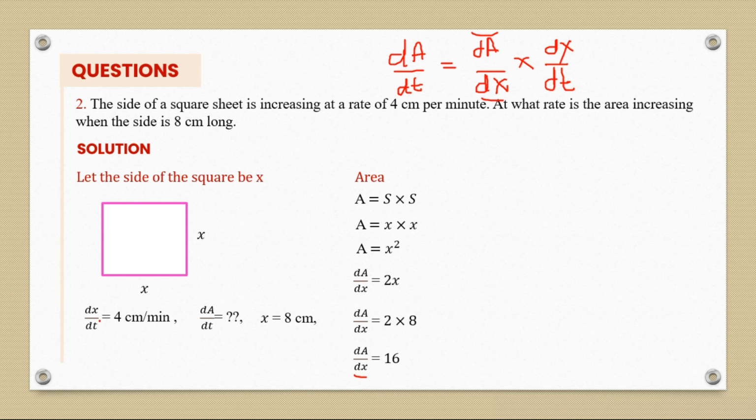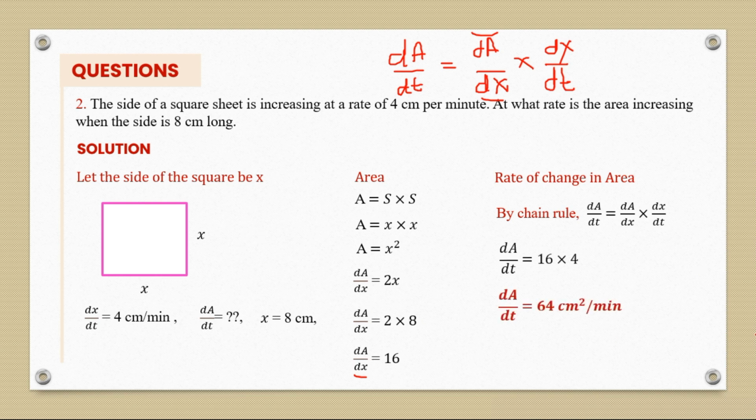And then in the question you're already given dx/dt, so that means that we've actually found all that we need to find the rate of change in area. So rate of change in area shall be equal to this. So by chain rule, we'll have dA/dt equal to dA/dx times dx/dt, just as we have it here. So we're going to have it as 16 times 4. And then dA/dt shall be equal to 64 centimeters squared per minute. Remember that since this is area, we're going to have this as centimeters squared, then per minute. And that is the answer we're looking for.